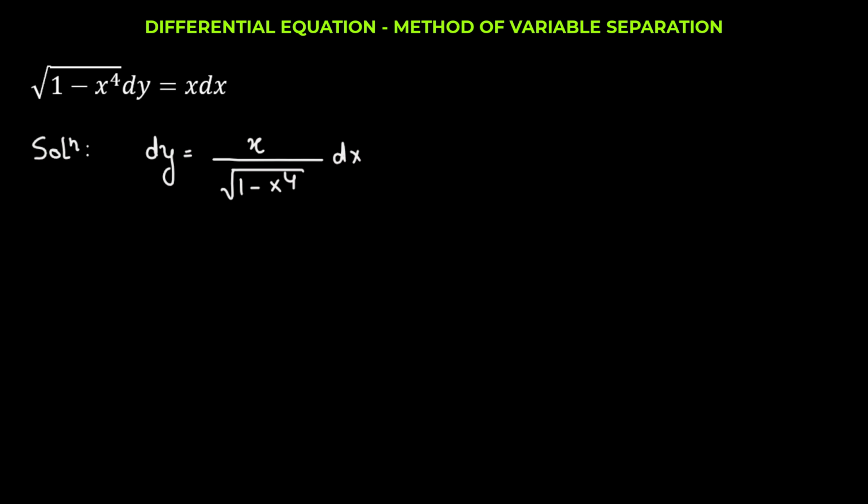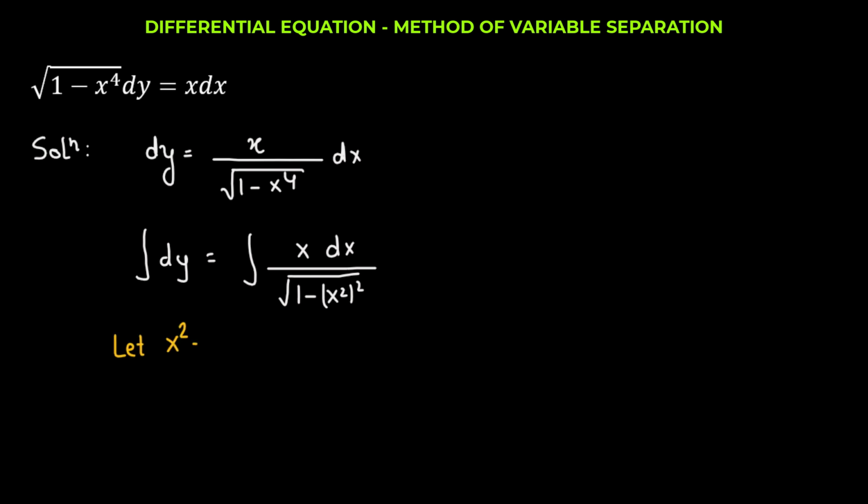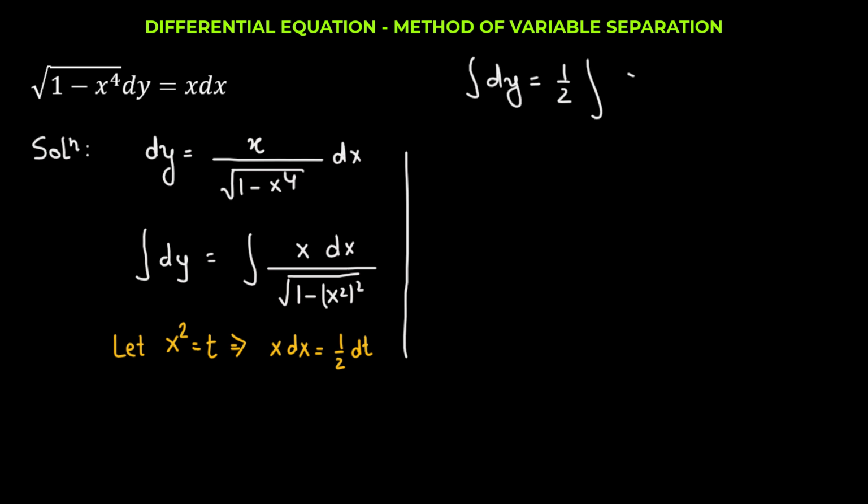So now we can integrate both sides, and that gives us the integral of dy equals the integral of x dx over the square root of 1 minus x to the power of 4. Here x to the power of 4 can be written as x squared, whole squared. This is done so that we can replace x squared with t and differentiate both sides to get x dx, which is the numerator. That will be half dt. And now the integral becomes the integral of dy equals half the integral of dt divided by the square root of 1 minus t squared.